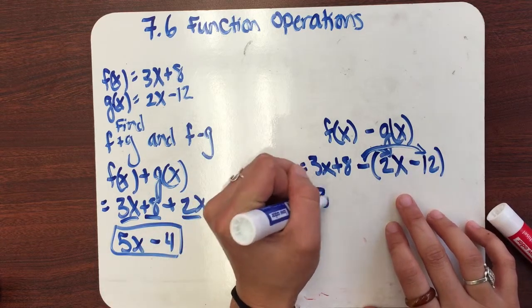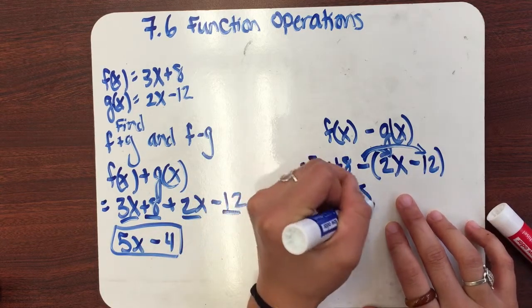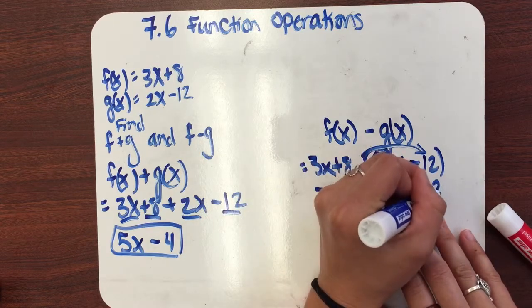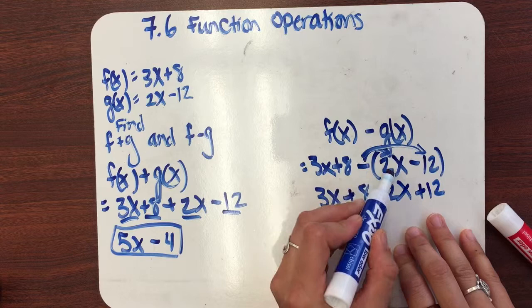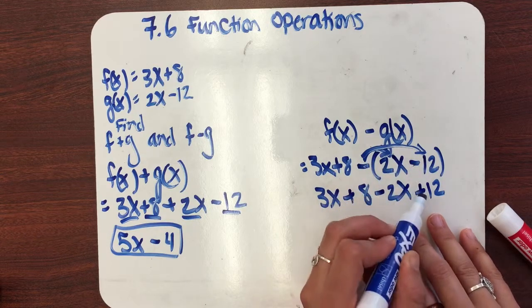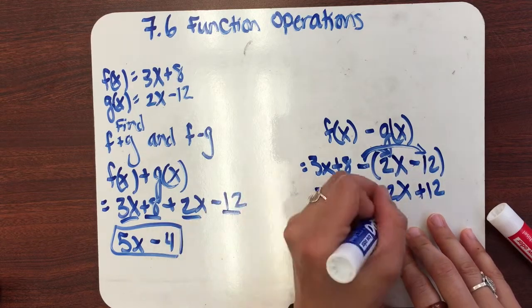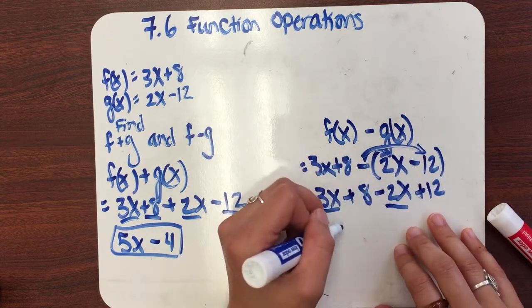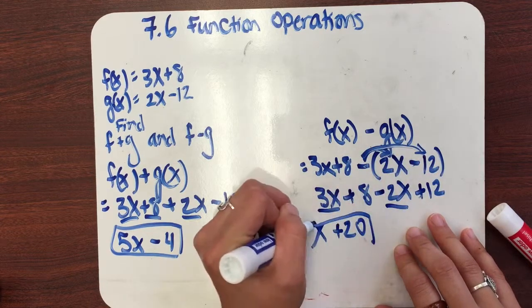So this will give us 3x plus 8 minus 2x plus 12. Because we have a minus 2x, minus a negative 12 is a plus 12. Combining your like terms, 3x minus 2x is x. 8 plus 12 is 20.